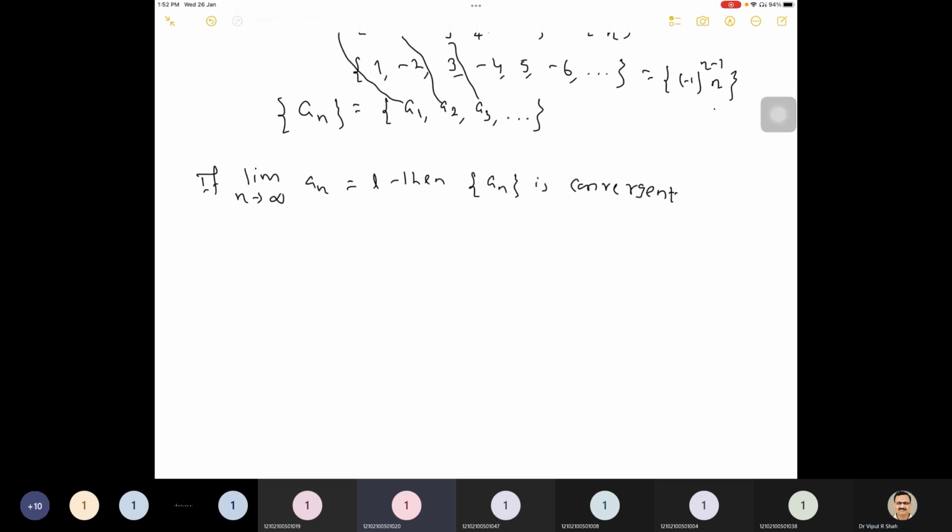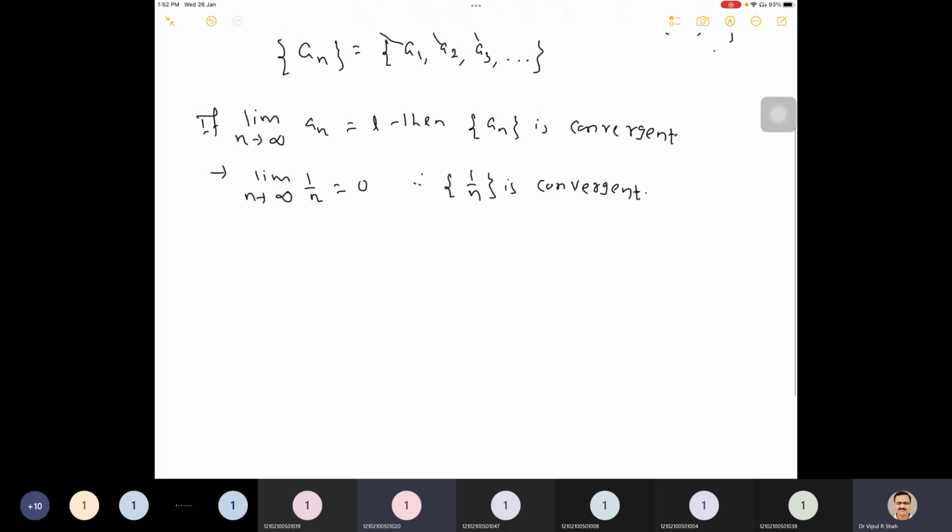Like, say, the limit as n tends to infinity of 1 upon n, we know it is 0. So you can say that the sequence 1 upon n is convergent. So if the limit exists, then the sequence is convergent. If the limit does not exist, then the sequence is not convergent. Not convergent, there is another name like this.